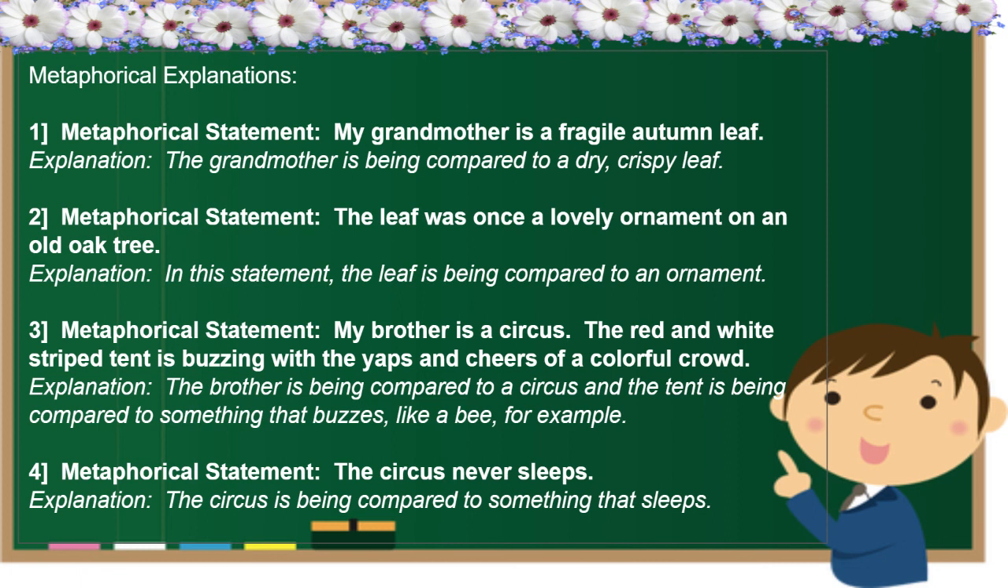The metaphorical statement is my brother is a circus. The red and white striped tent is buzzing with the yaps and cheers of a colorful crowd. The explanation is that the brother is being compared to a circus and the tent is being compared to something that buzzes, like a bee, for example. The metaphorical statement is the circus never sleeps. The explanation is that the circus is being compared to something that sleeps.